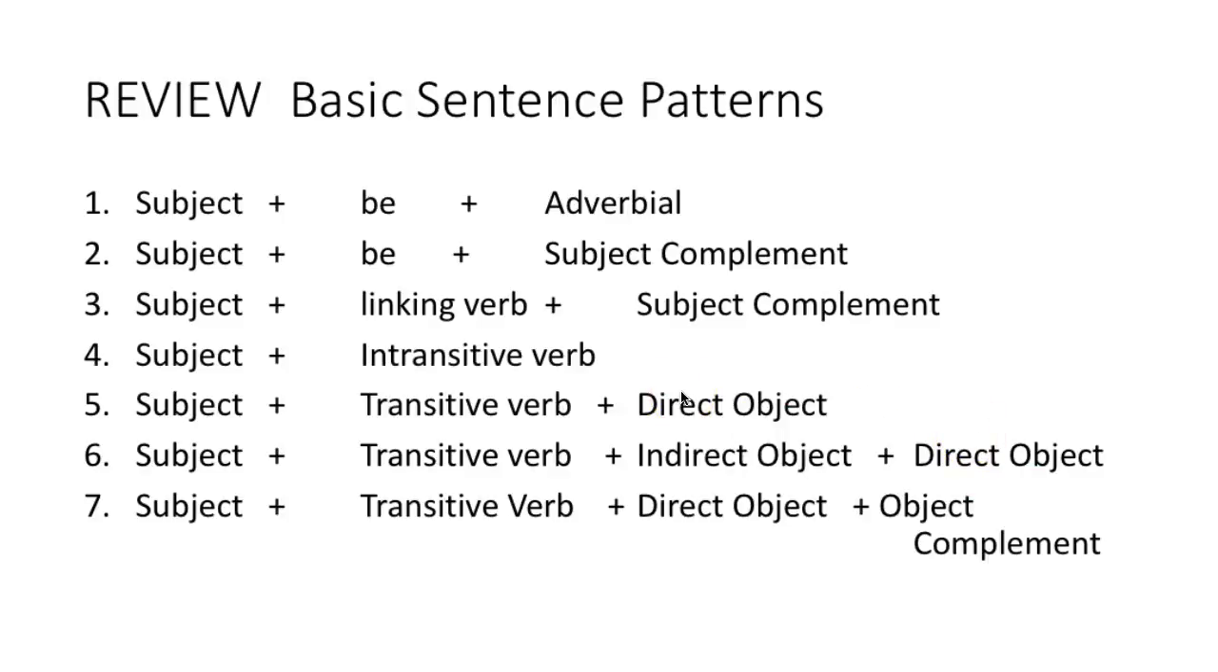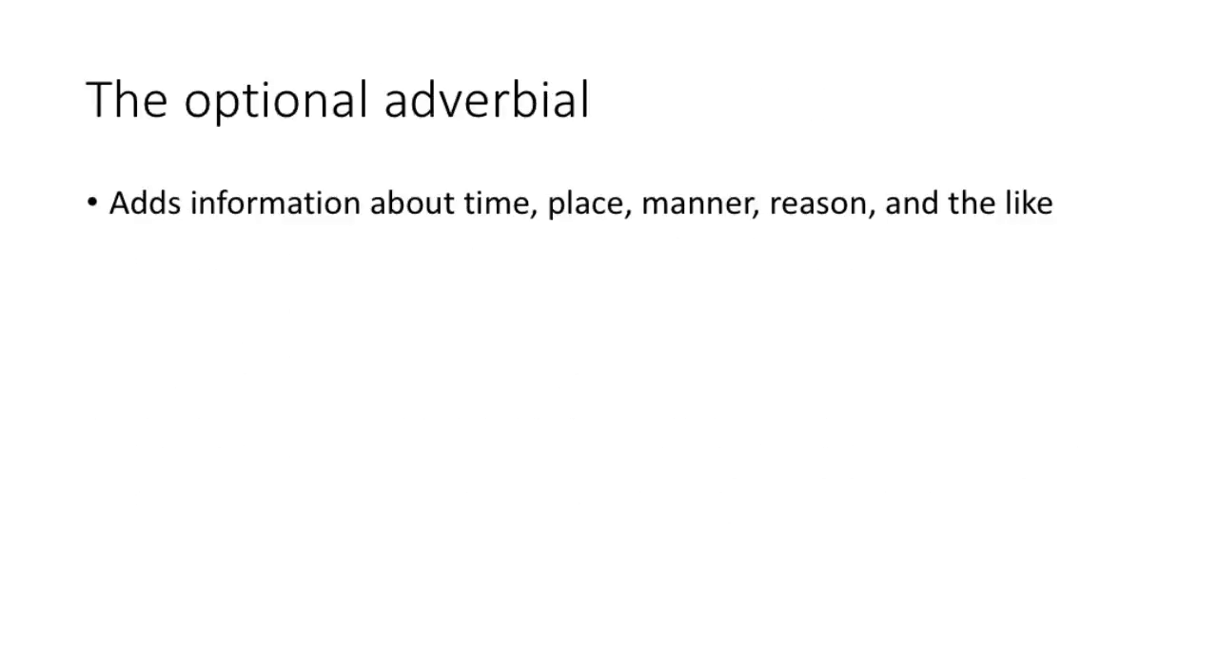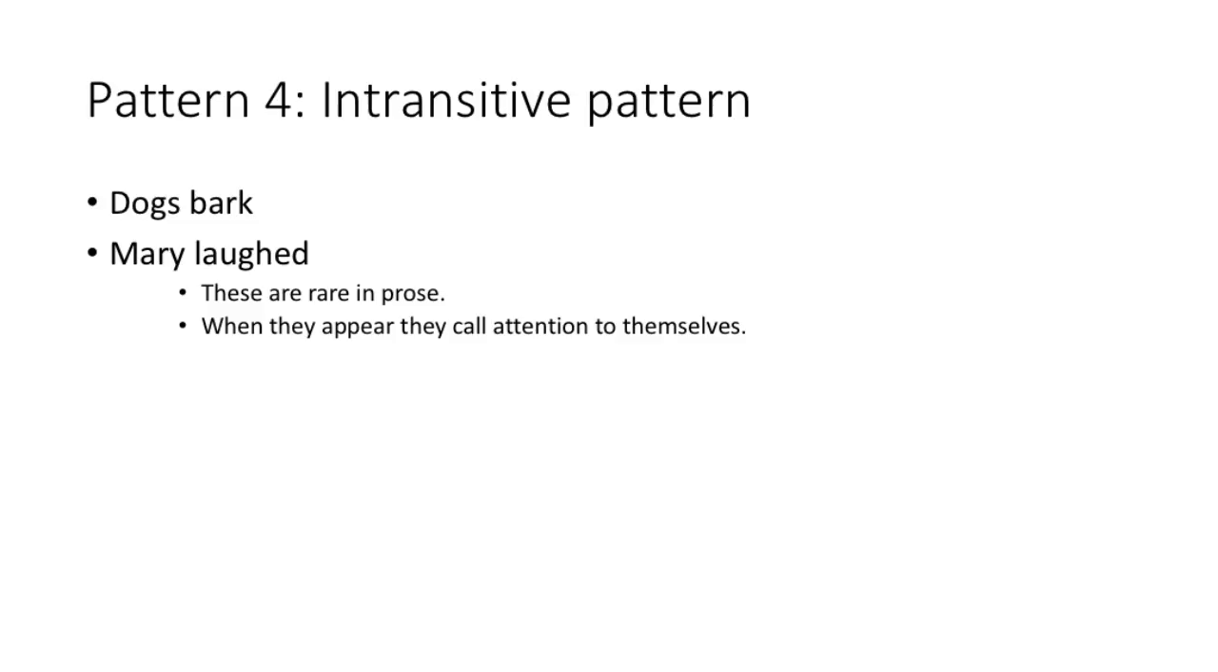But there's another important unit that can be added to all the formulas. Like we talked about in the last video when we talked about the intransitive verb, and that is the optional adverbial. This is a structure that adds information about time, place, manner, reason, etc. Okay, so basically we're going to take a look at the different patterns and how the adverbial works within those sentence patterns and how you can add them and create more complex sentences.